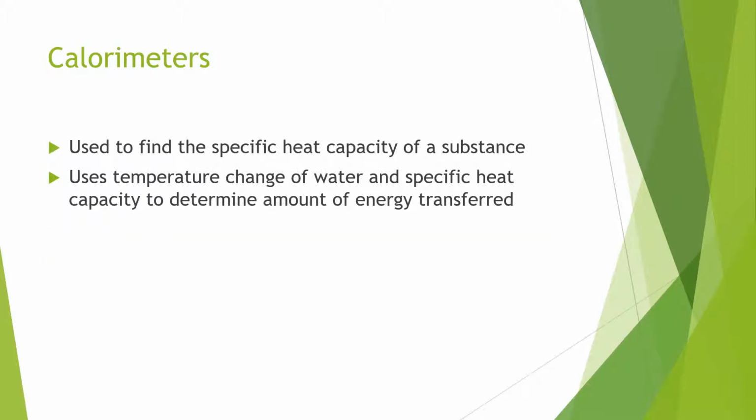A calorimeter is a tool that we can use to measure the specific heat capacity of a substance. Because remember, we said specific heat capacity is the amount of heat it takes to raise 1 kilogram of a substance up by 1 degree Celsius. So it's very closely related to calories. So it's going to use the temperature change of that water and the specific heat capacity to determine what the amount of energy transferred is. So that's going to help determine our calories.